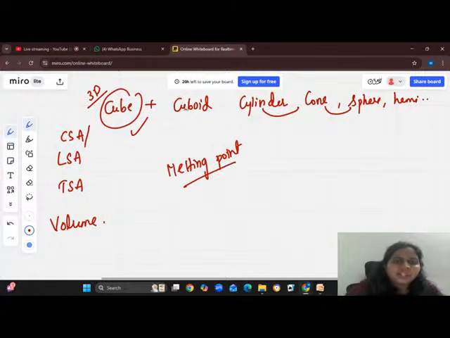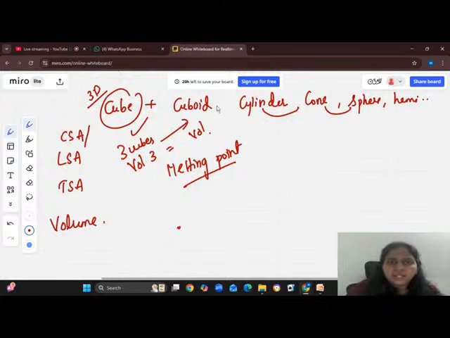melting point. Sometimes they tell you 3 cubes are melted and are made as a cuboid. So then this volume of 3 cubes will be equal to the volume of this cuboid. And sometimes they will tell 3 cuboids are melted and made one solid cylinder. Then the volume of these 3 cuboids will be equal to the volume of the cylinder. So you have to know the logic.